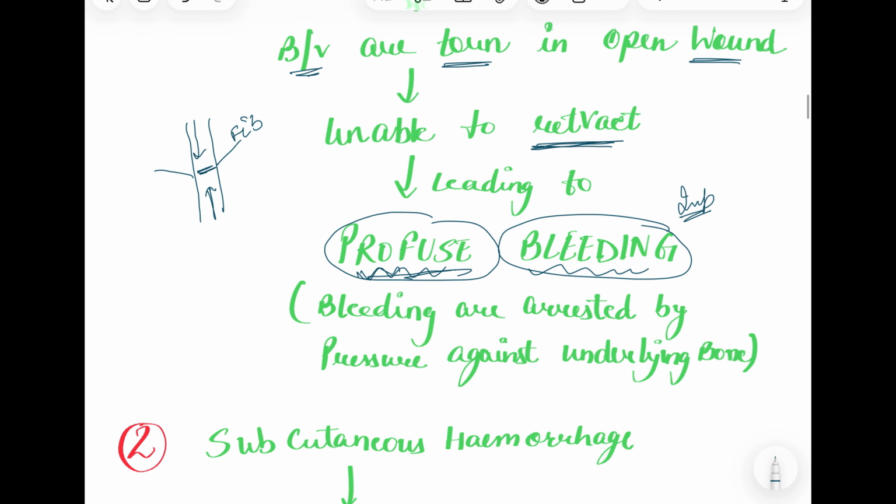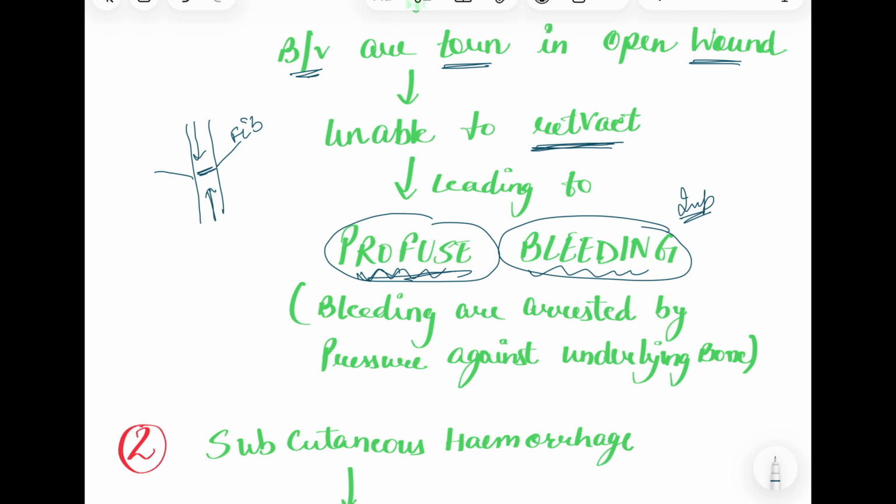So how are we going to arrest this bleeding? For that, we have to put a pressure against the bone. This way we are going to reduce the bleeding of the patient.